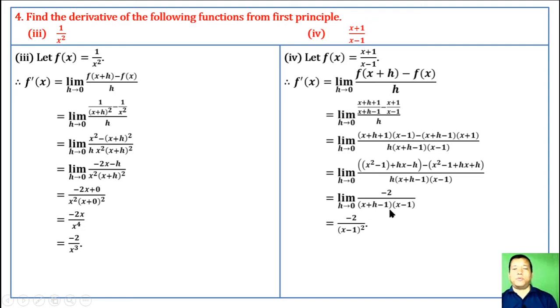And put h, whose limit is obtained when h is 0. That is, put h is equal to 0, we get this, which is the required derivative.